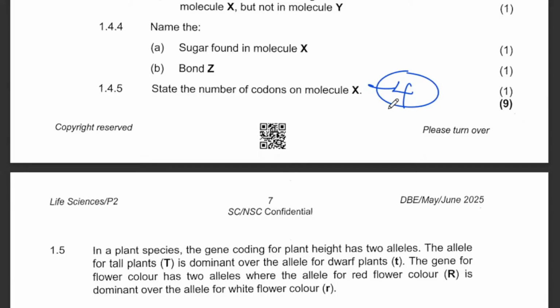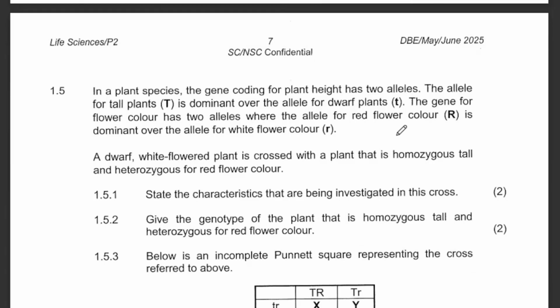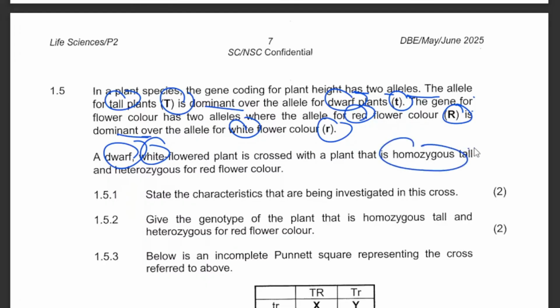We go to 1.5. In a plant species, the gene coding for plant height has 2 alleles. The allele for tall is capital T, dominant over the allele for dwarf, which is small t. The gene for flower color has 2 alleles, where the allele for red, capital R, is dominant over the allele for white, which is small r. A dwarf and white plant is crossed with a homozygous tall plant crossed with a heterozygous red plant, meaning that red is heterozygous.